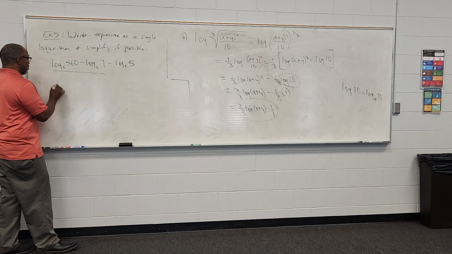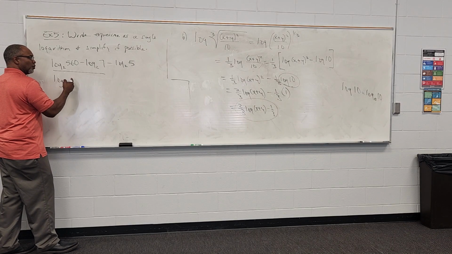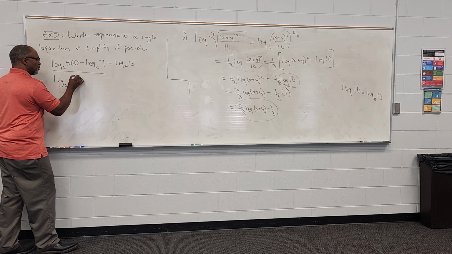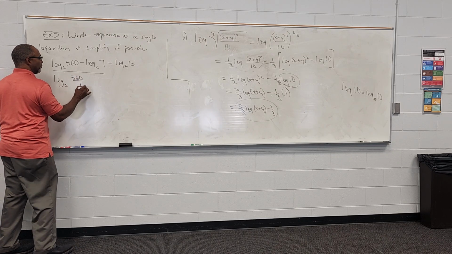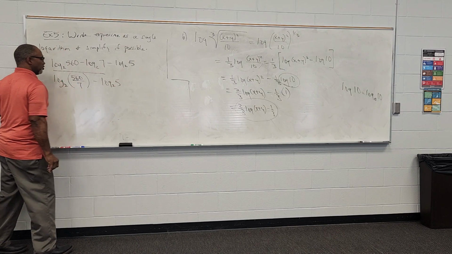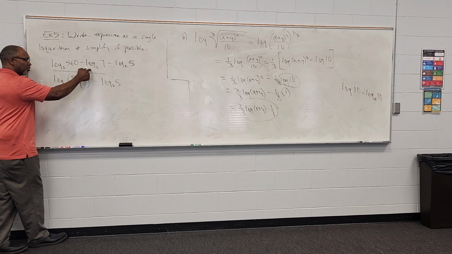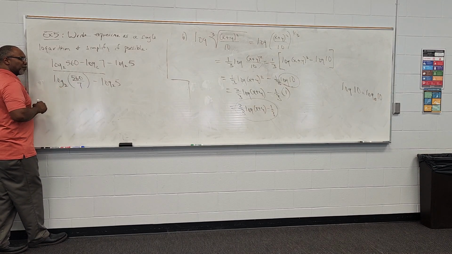So I'm going to apply my quotient rule for logs. The log of the quotient is the difference of the logs. So this becomes log of 560 over 7, and then minus log to the base 2 of 5. Because log to the base 2 of 560 over 7 is log to the base 2 of 560 minus log to the base 2 of 7. So I'm using that property in reverse, that quotient rule for logs.